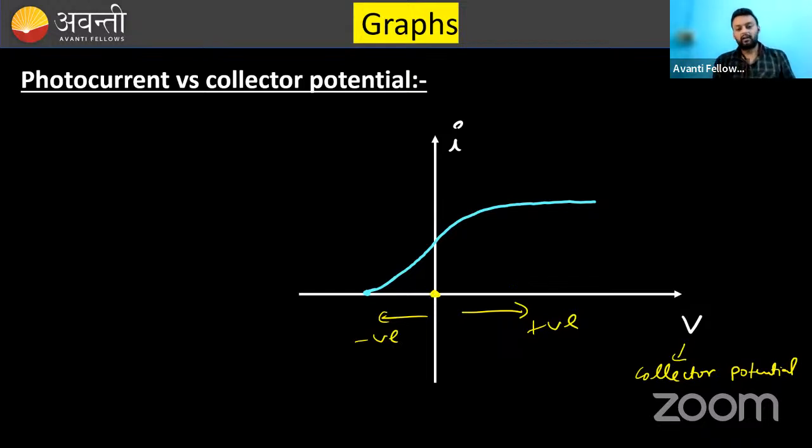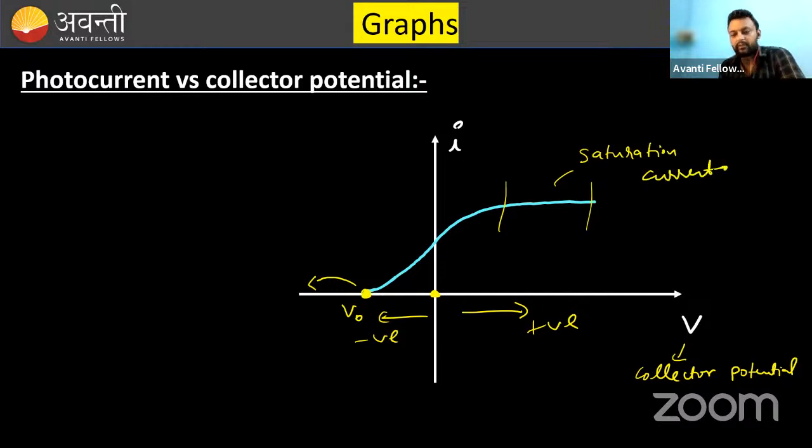Now, what if I say the graph varies something like that? At this point, the current is zero. This point at which the current is zero is generally known as stopping potential. Clear? And in this region, you can see that if I increase the potential, the current is increasing, and at a certain point, it becomes constant. So this region is representing saturation current. Clear? I think in this graph, every point is clear.